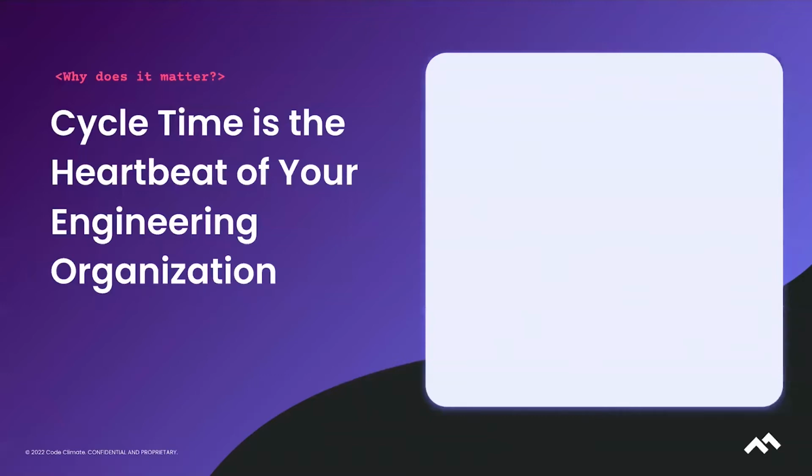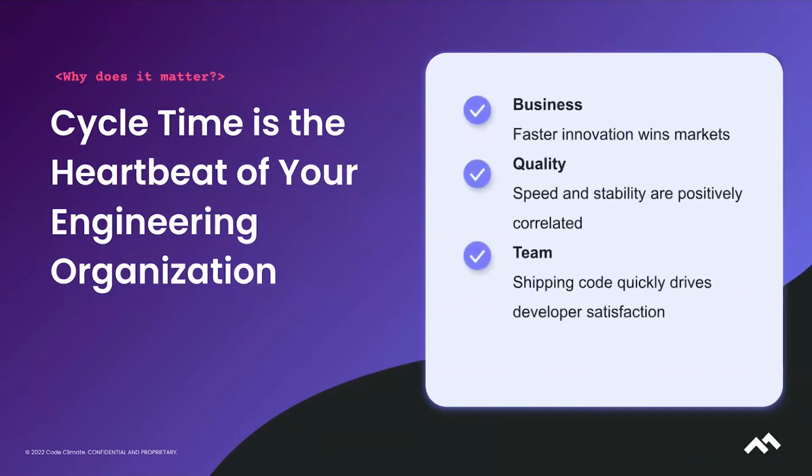Why does it matter? Think of cycle time as the heartbeat of your engineering organization. It gives you and your team an overall understanding of how quickly fixes or new features can get to your production environment. There is a direct correlation between how quickly your team can push value to production and how dynamic your organization is as a whole.